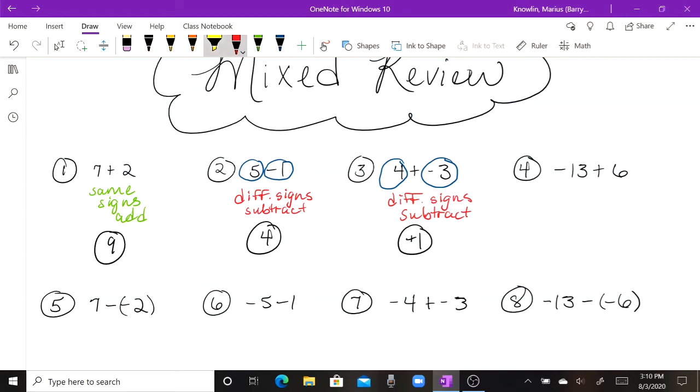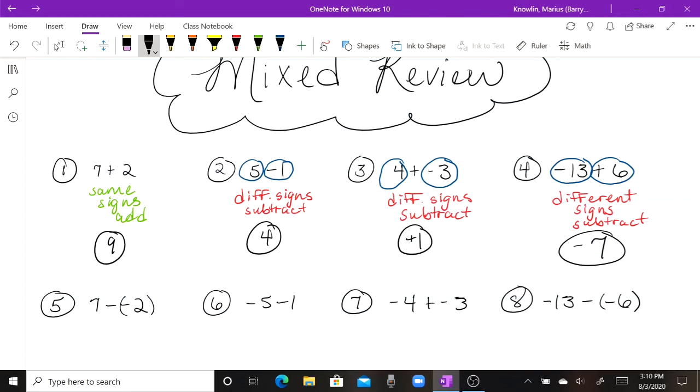Number 4, we have negative 13 plus 6, so we have a negative 13, we have a positive 6. Once again, these are different signs. Different signs mean to subtract. So when we subtract 13 and 6, that makes 7. But we always have to keep the sign of the larger number. The 13 is the largest number. It's negative, so our final answer is negative 7.